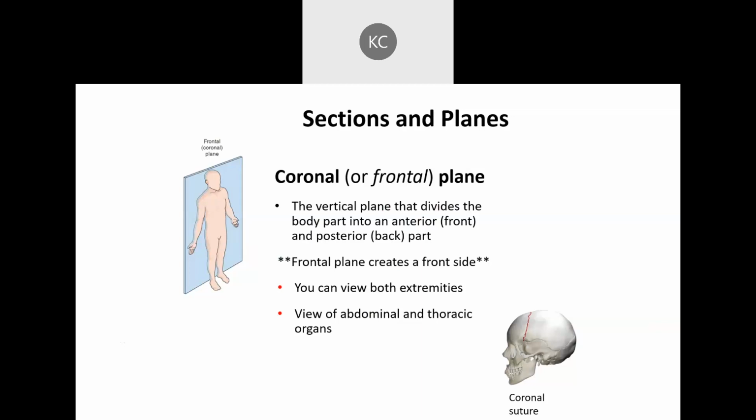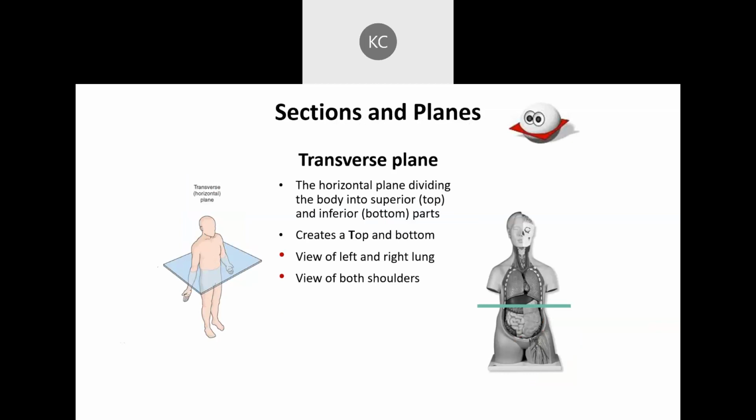So imagine the term coronal means crown. So imagine when you set a crown on your head, if that crown were to continue down and it was straight and it could cut your body in half, it would cut it into a front and a back, or anterior and a posterior. All right. We also have a transverse plane.